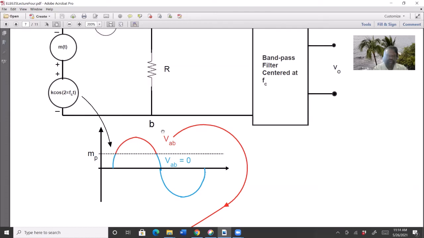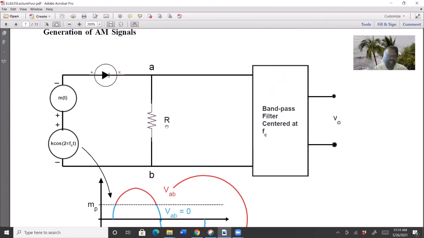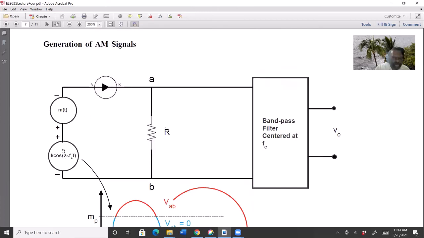Okay, so if you look at this, let's try to figure out. Remember, this is subtracting from this, so this is opposing this. When this exceeds this, this point will become positive relative to this, because otherwise it would be negative, because this is bigger, right? So when this is stronger than that, this will be positive with respect to this, so the diode will conduct. Okay, so let's see.